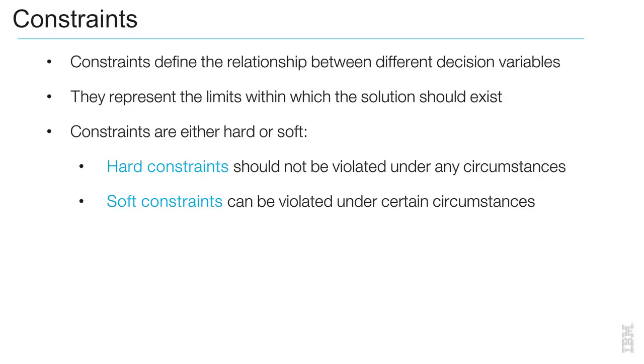Constraints are either hard or soft. Hard constraints should not be violated under any circumstances. For example, a constraint on production capacity when no additional capacity is available by any means. Soft constraints can be violated under certain circumstances. In the case of soft constraints, a penalty is often added to the objective to minimize the constraint violation.